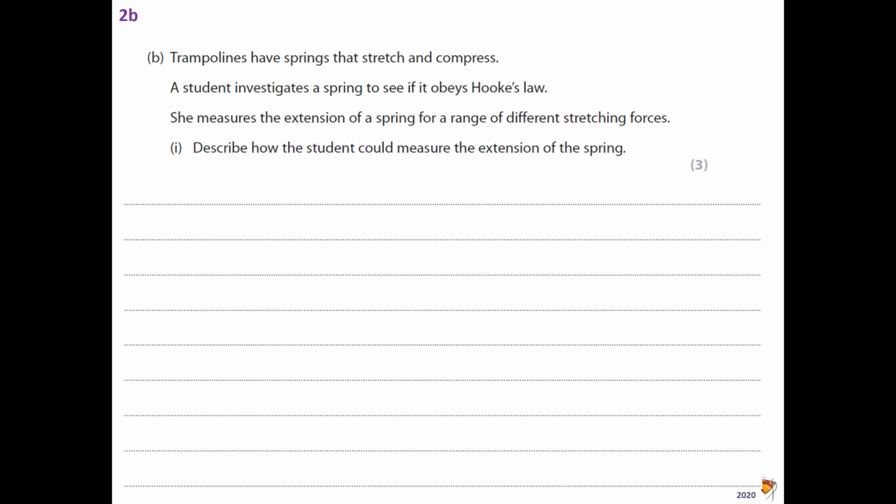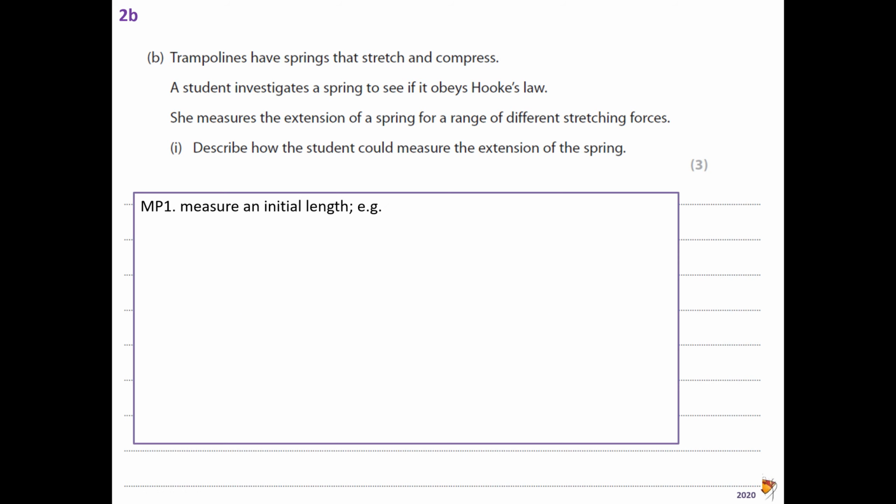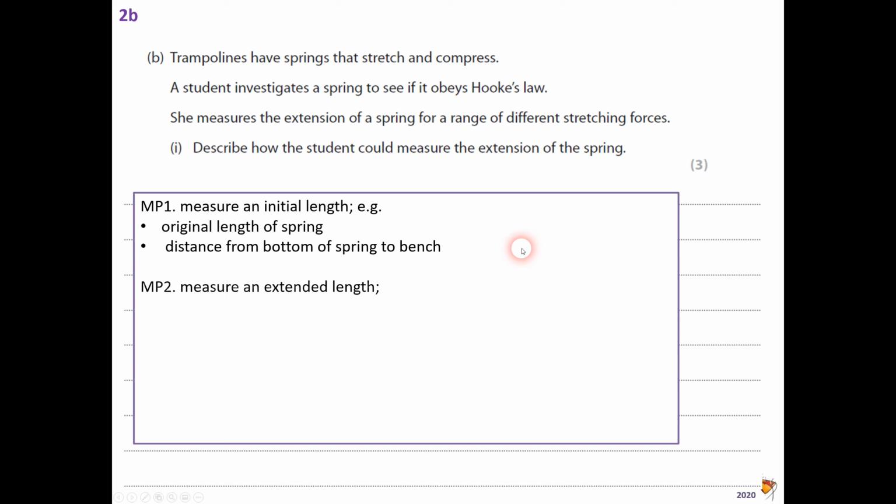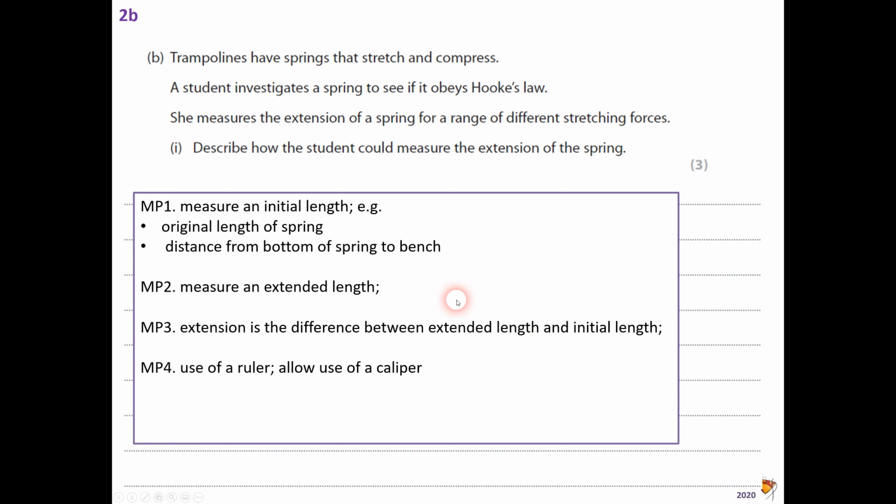So here we go, for 3 marks. Marking point 1, you could measure an initial length, e.g. original length of spring, distance from bottom of spring to bench. Marking point 2, measure an extended length. Marking point 3, extension is the difference between the extended length and initial length. That's quite a useful one to always think about with springs and Hooke's law.